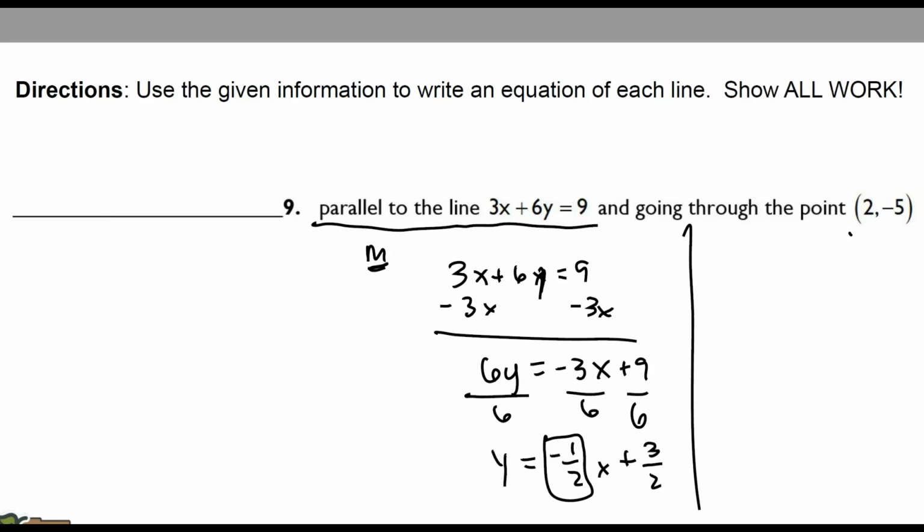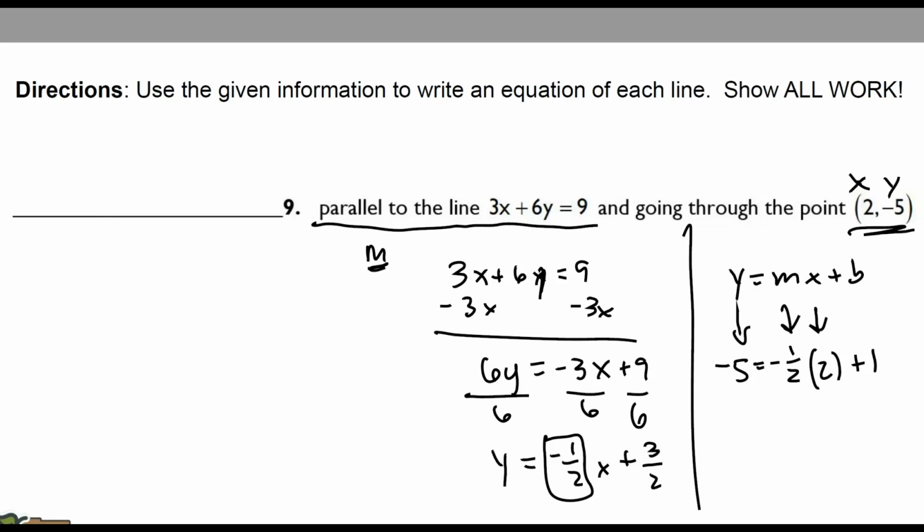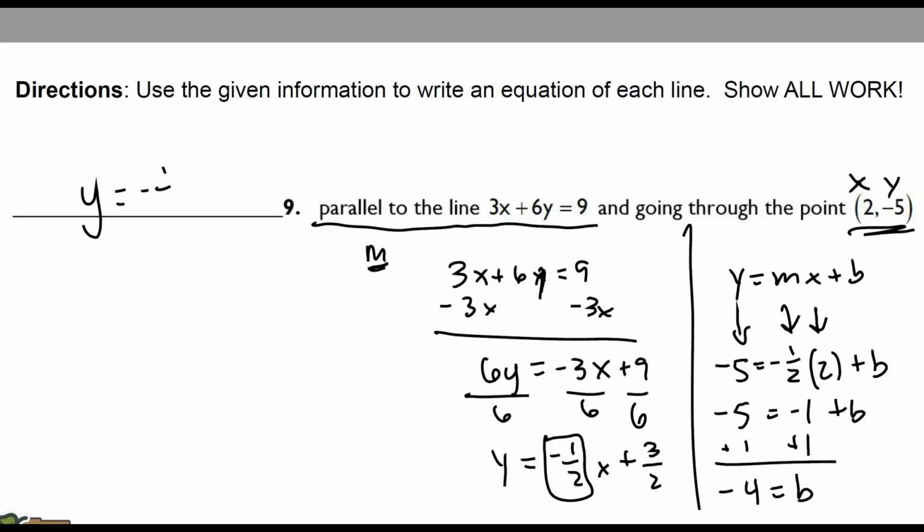And now that we have a slope and we have our point x comma y, we're going to take our y equals mx plus b and plug in everything that we need to solve for b, because we don't know what b is. Y, we're going to substitute a negative 5 from the point. M, it's parallel to this first line, so that's going to have the same slope as that line, so it's negative 1/2. We're going to substitute in 2 for x, and we are going to simplify here. Negative 1/2 times 2 is negative 1. We're going to add 1 to both sides. We get negative 4 equals b. Putting it all together, y equals negative 1/2 x plus 4.